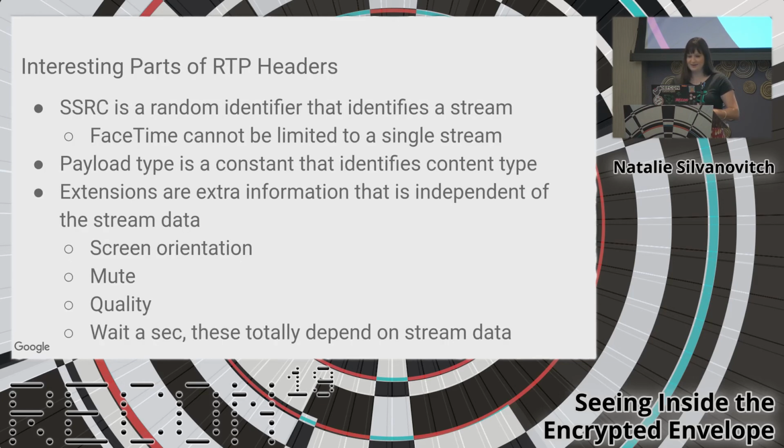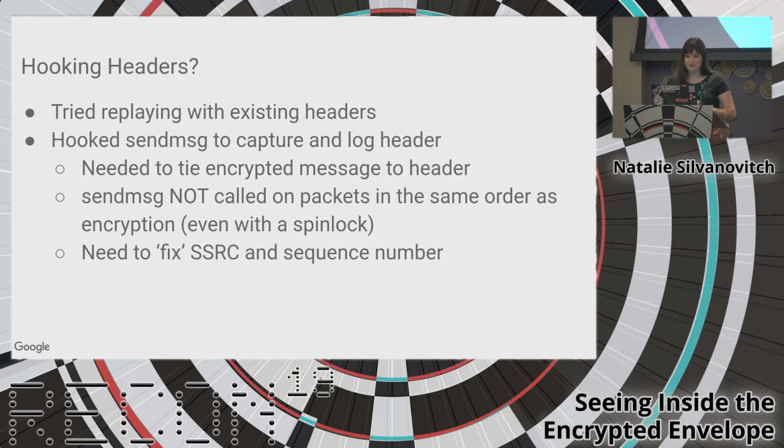And there was the SSRC and the payload, but then there were also these things called extensions. And extensions are supposed to be things that have nothing to do with what's in the audiovisual content. Things like screen orientation and whether you're muted and the quality. And wait a sec, don't these things all depend on the content? So unfortunately, these extensions also had to be on the right packet. So I tried logging these headers, and it didn't work.